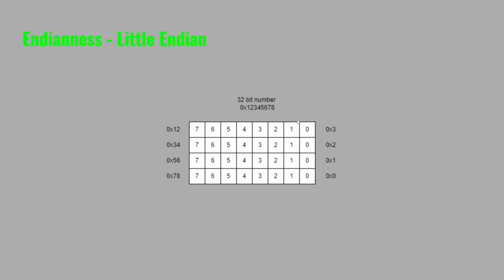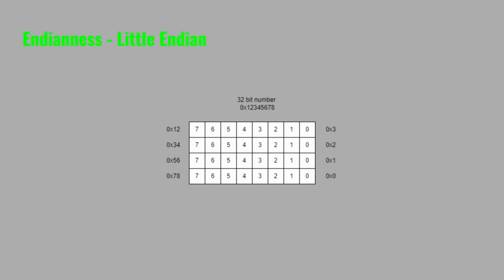In little endian, the lowest memory address stores the least significant byte. As you can see, the least significant byte in this example, being 0x78, is stored first, and then we will have 56, then 34, then finally 12. So these are just different systems for different types of data storage, essentially.